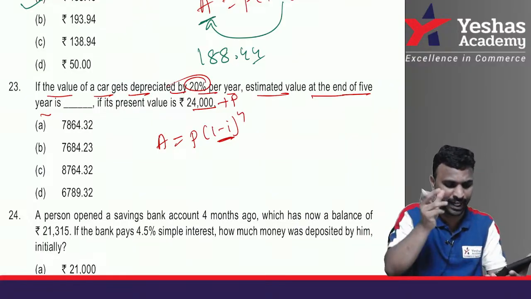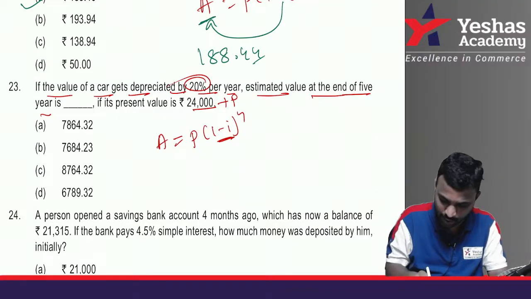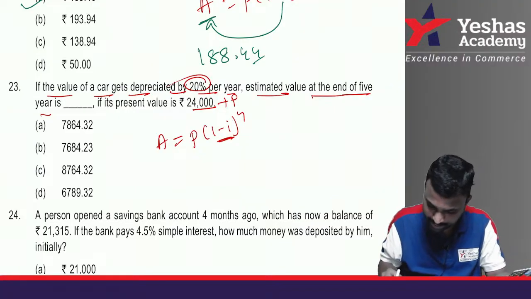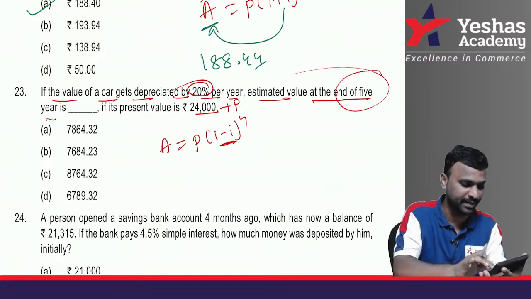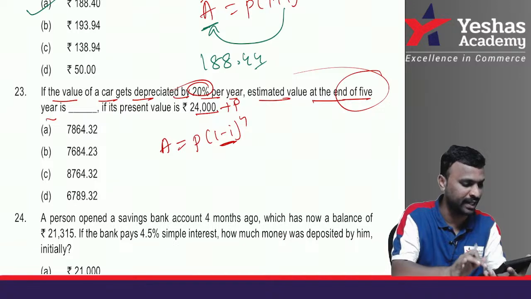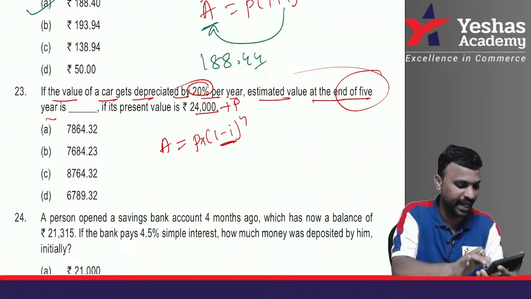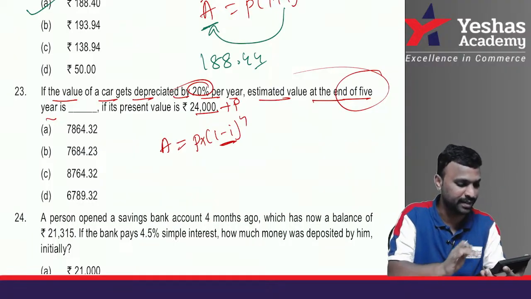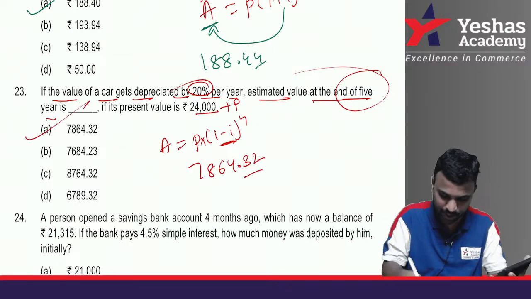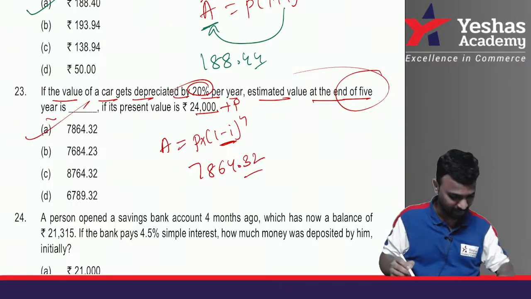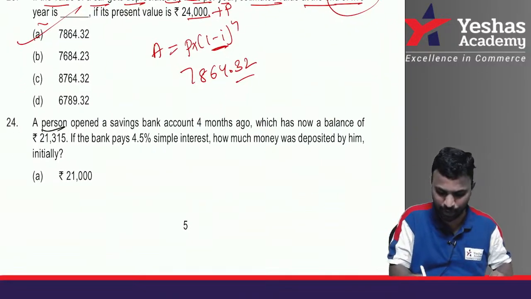What is the conversion for 80% in decimal? Obviously 0.8. Yes or no? Raise the power to how many years? 5 years. So n is equal to 5. Press into, keep on raising the power until the counter number is 6. Now all we need to do is multiply with the principal, 24,000. So the result is 7864.32. Option A is the right answer. Is this clear, everybody? Moving on to the next question, question number 24.